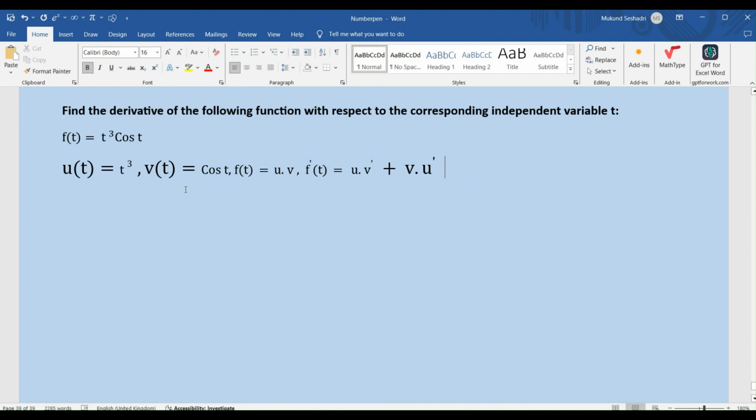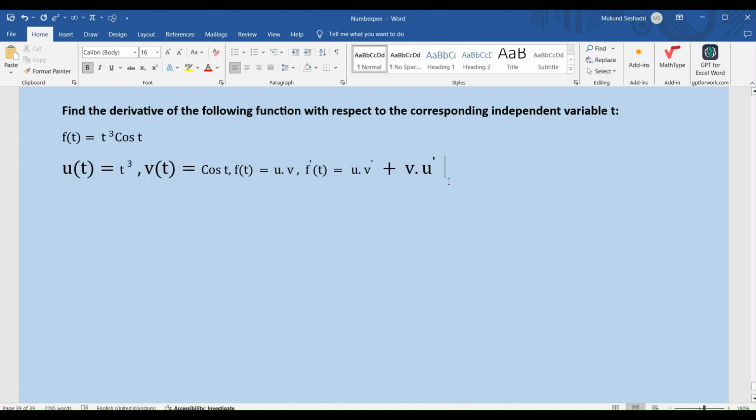So I know my v is cos of t. So my v dashed is minus of sine t, right? Because that is d by dx of cos t. But then we have a t cube with us, right? Which is our u of t, right?